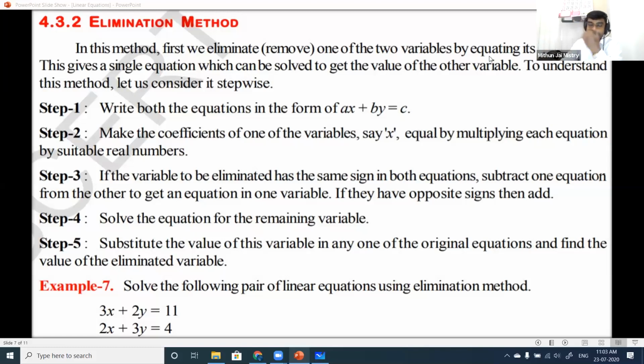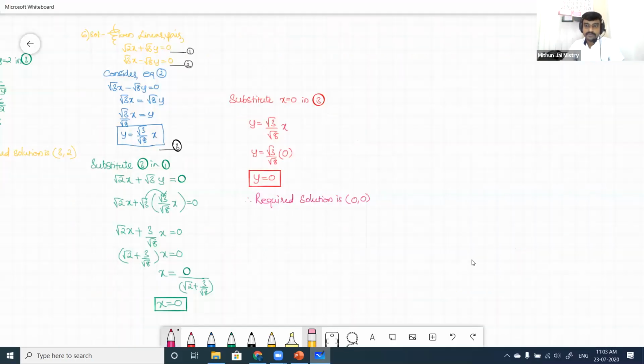So before eliminating, what we have to do is equate its coefficients. That means, for example, here we have 3x plus 2y equals 11, 2x plus 3y equals 4. Harini, yes, beta, talk. Harini, you can unmute and talk. Sir, nothing, sir. Okay, fine. No, you raised your hand, so that's why I thought. Yeah. So here, whom we want to eliminate, first we have to decide, right? So let me take you to the board so that we can understand in a better manner. 3x plus 2y equals 11.